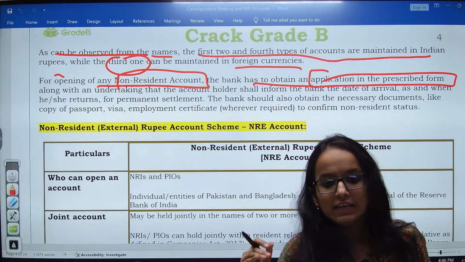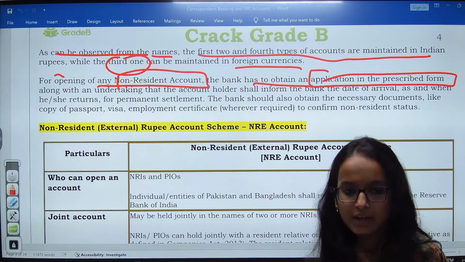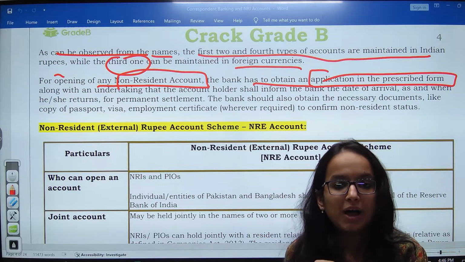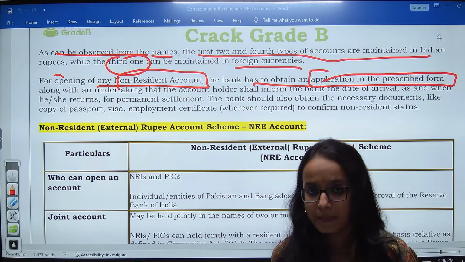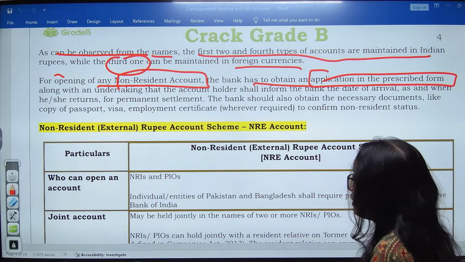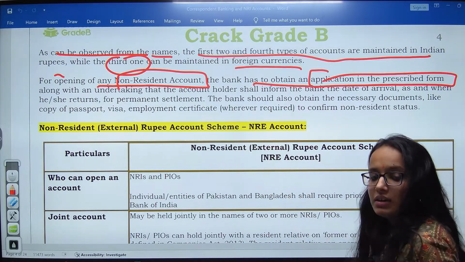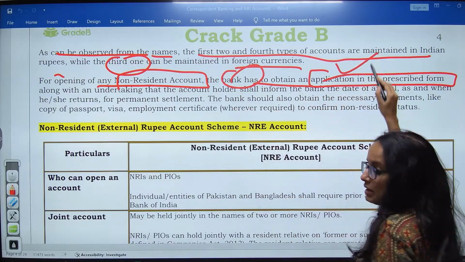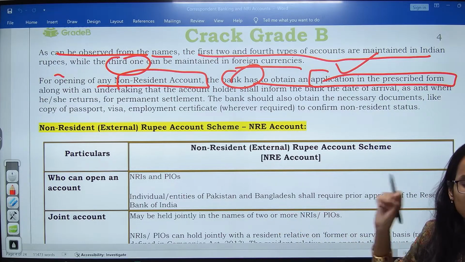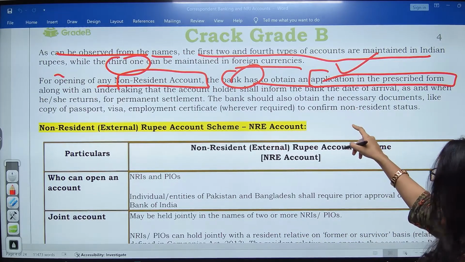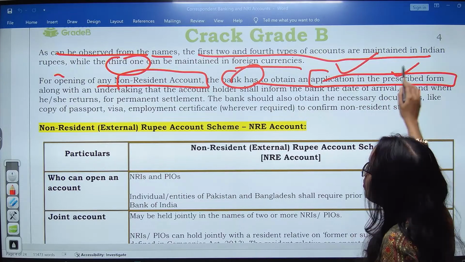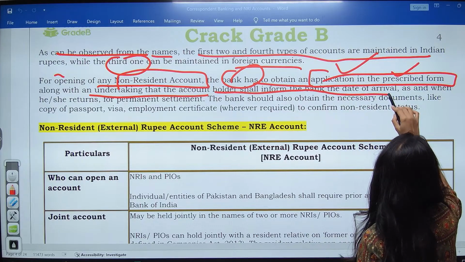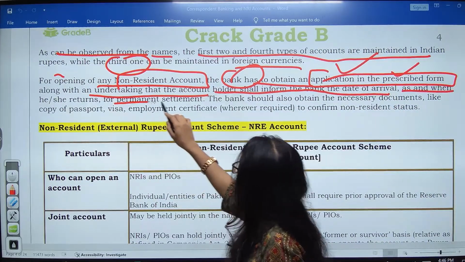Now, the classification of banks will be done later, but you need to understand first that these accounts cannot be opened just anywhere. You need to have a license. So if you want to open such a non-resident account in India, the bank which you want to open your account with has to obtain an application in the prescribed form along with an undertaking that the account holder shall inform the bank of the date of arrival as and when he or she returns for permanent settlement.